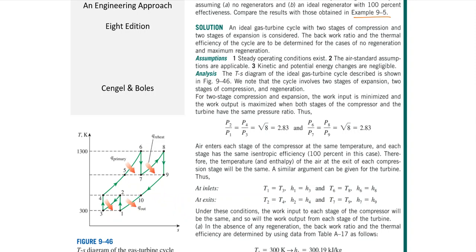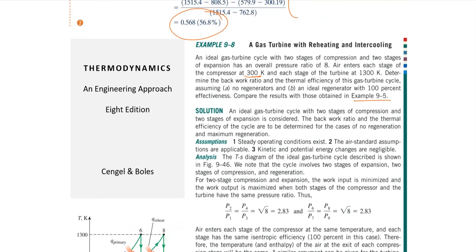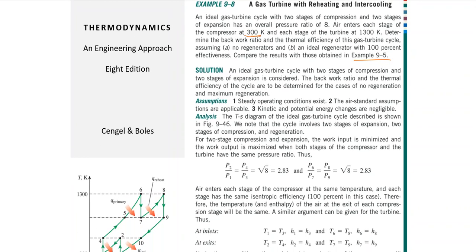Steady flow operating conditions would exist, and the standard air assumptions would be applicable. Kinetic and potential energy changes are negligible. Using the T-s diagram, as I've already discussed, P2 by P1 would be equal to P4 by P3 if the compression is perfect. As the overall compression ratio is 8, for each single stage that would be 8 raised to the power 1 by 2, which is equal to 2.83.